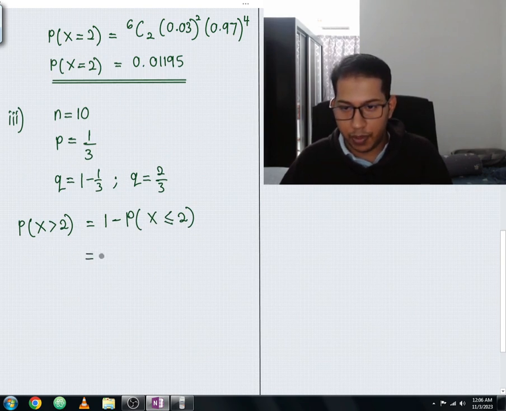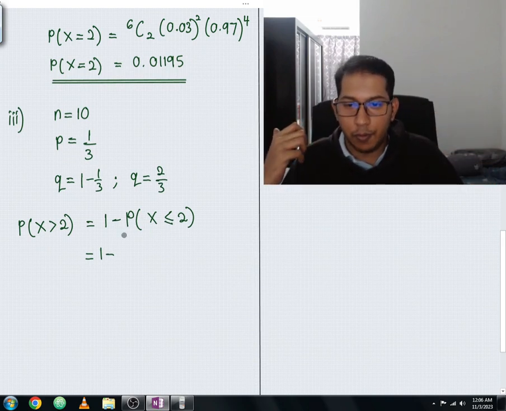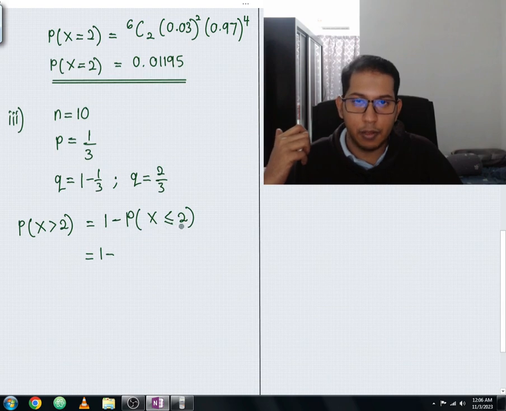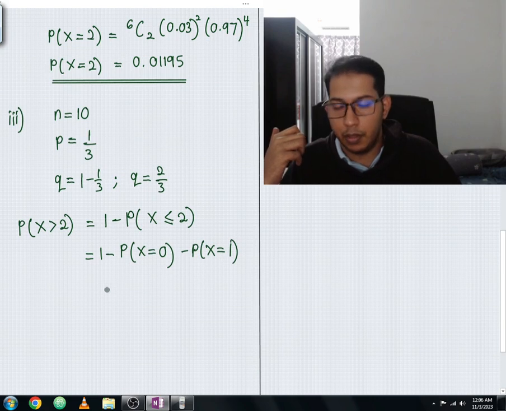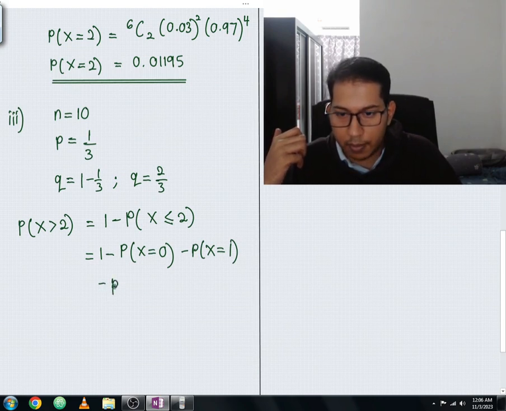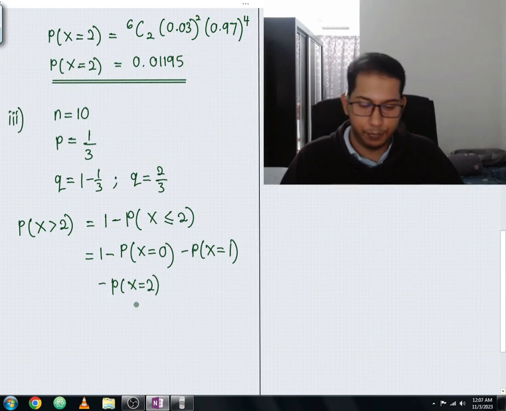So from here, 1 minus the probability x less than or equal to 2. So what are the possibilities that we can fulfill for the probability x less than or equal to 2? You can have the probability where x equals 0, minus the probability x equals 1, and then you can also have the probability where x equals 2 itself, because you have the equal sign over here, so that means you must include the 2 as well.